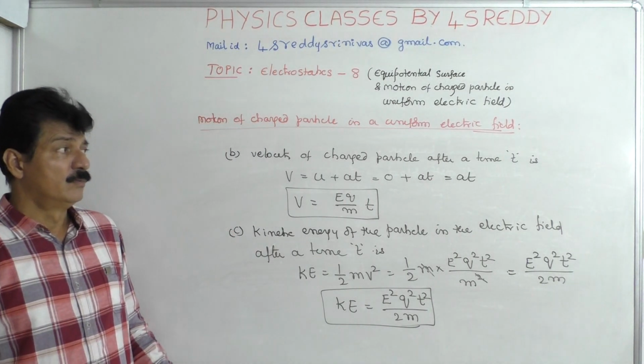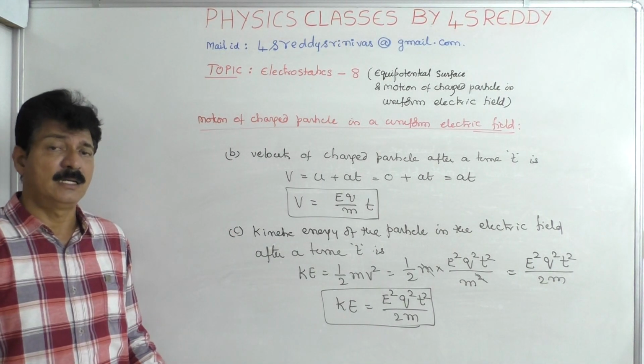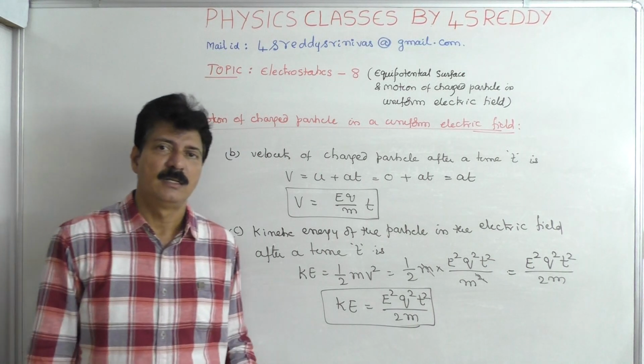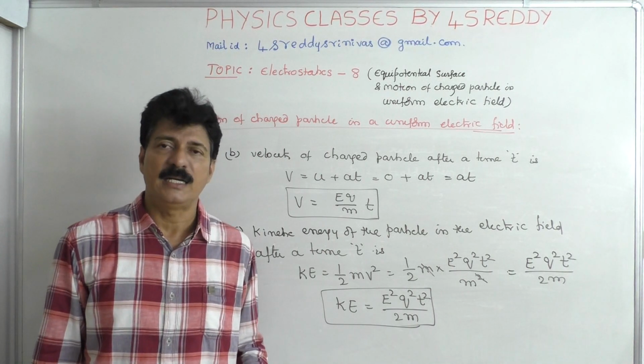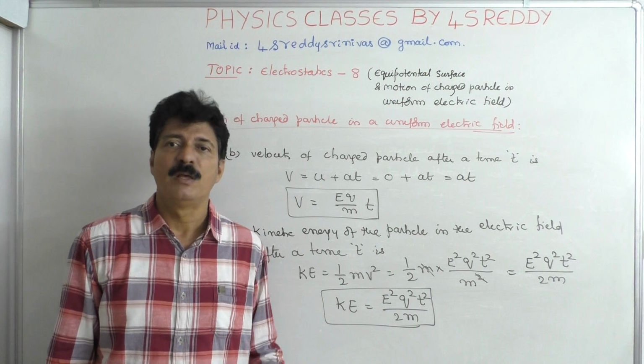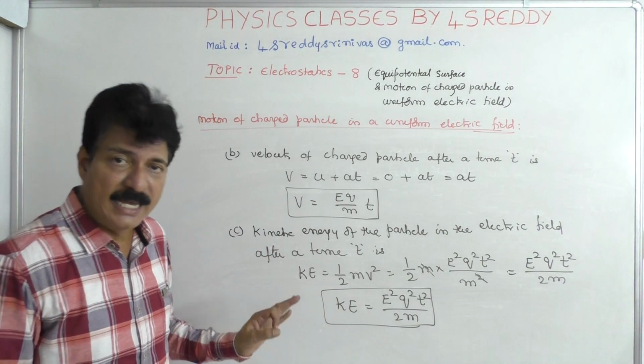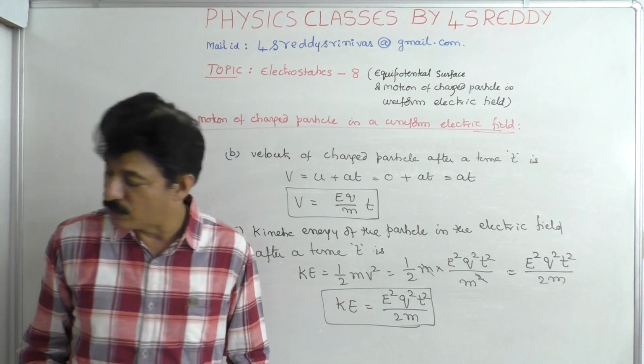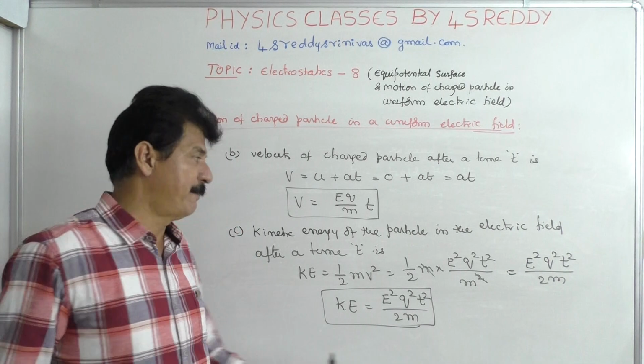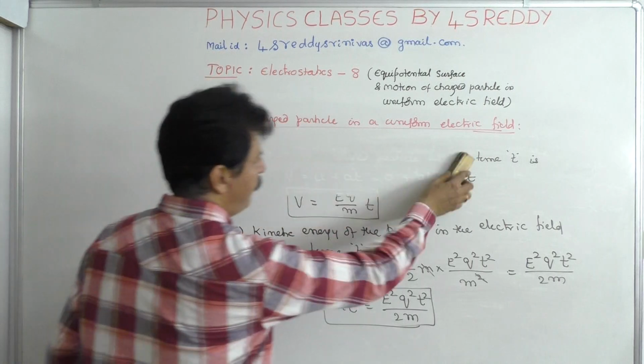So, whenever a charged particle is released from rest, it will be accelerated, and the acceleration is EQ by m. Velocity after a time t is EQ by m into t, and the kinetic energy is given by E square, Q square, T square by 2m. This is case 1.